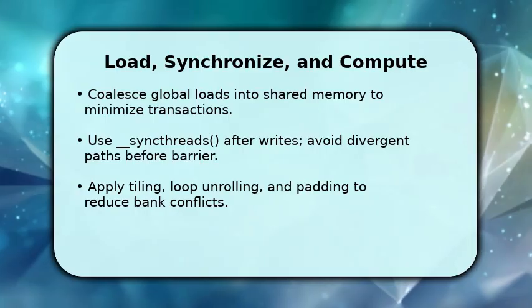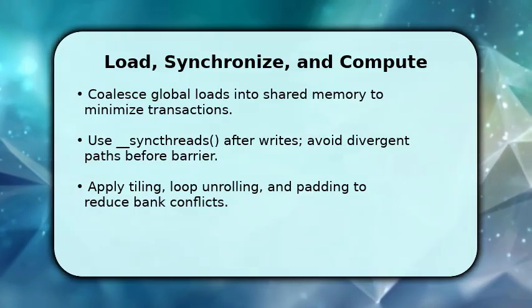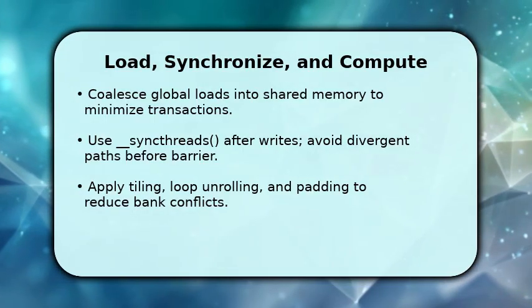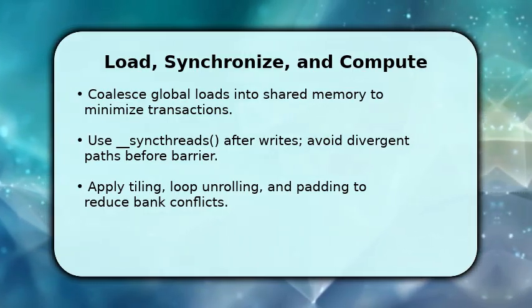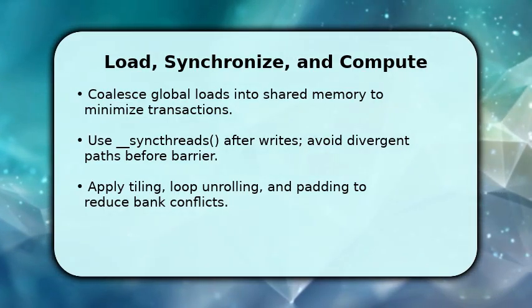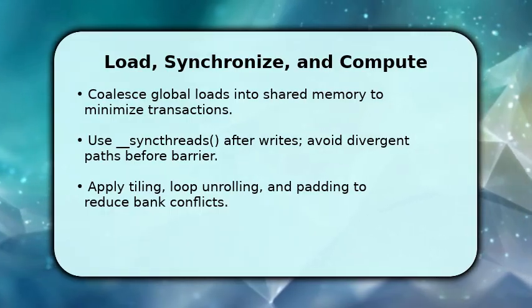Next, you populate shared memory efficiently. Coalesce global memory reads into contiguous chunks and store them in the shared buffer. Once threads finish writes, use syncthreads to guarantee all data is visible. Be careful not to call it inside divergent branches.